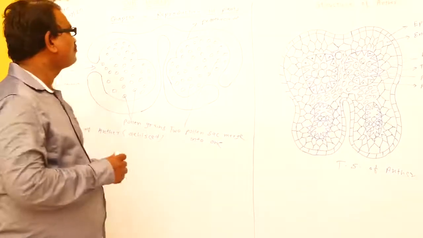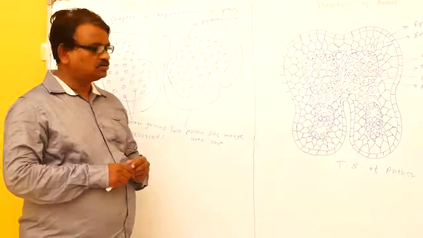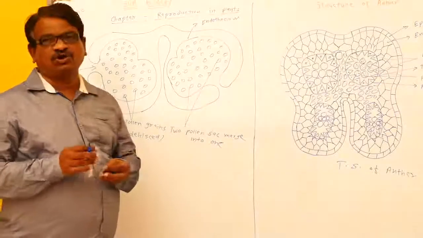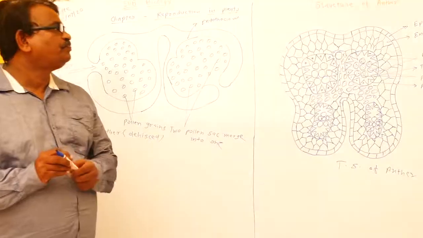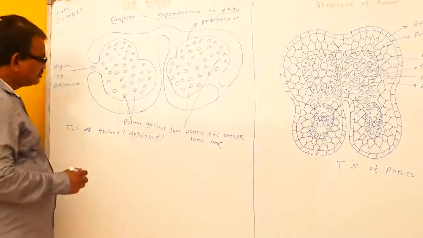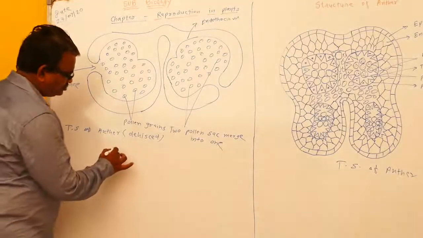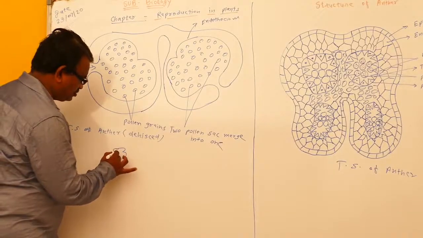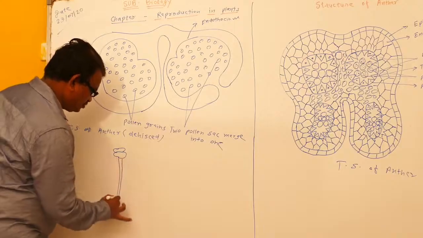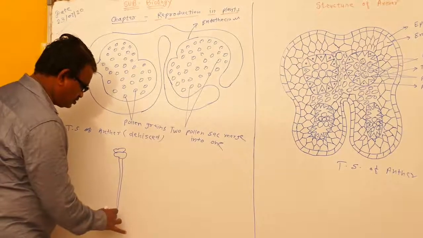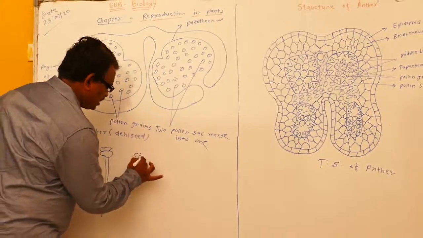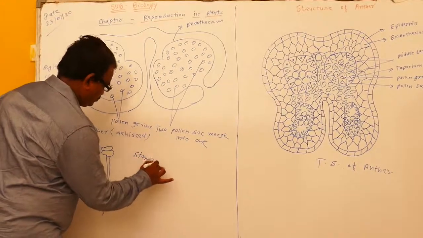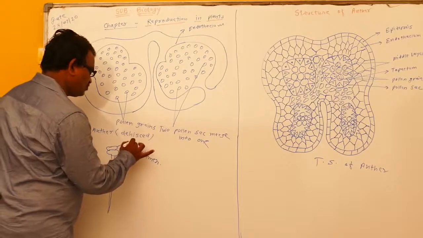Hello students. Today we are going to learn the structure of anther. Structure of anther. So the androecium, we have seen in the structure of flower. There is a stamen. So stamen consists of anther.